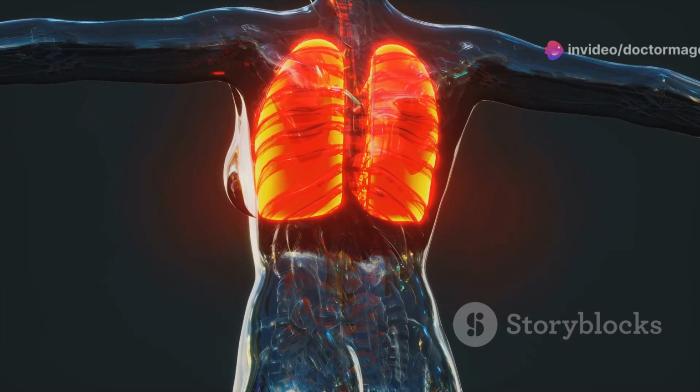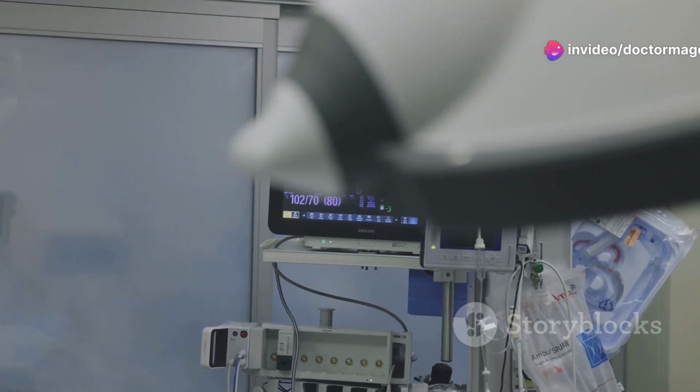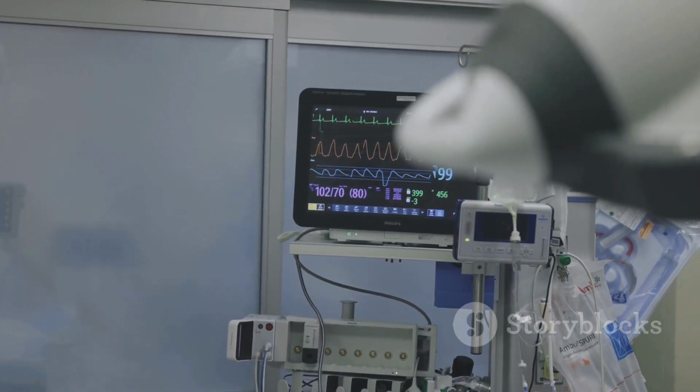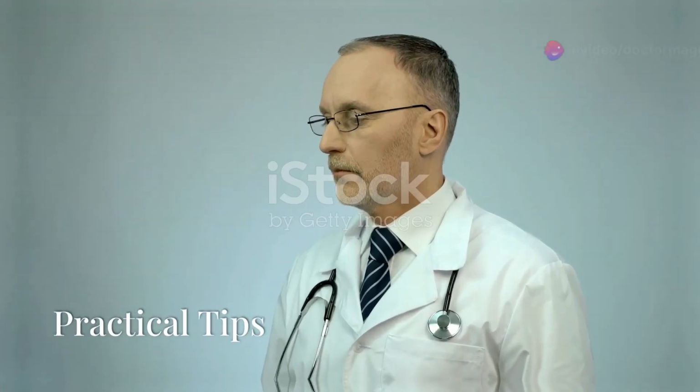Sepsis occurs when the body's response to infection damages its own tissues and organs. Signs of sepsis include fever, chills, rapid heart rate, rapid breathing, and confusion. If you experience any of these symptoms, seek immediate medical attention.